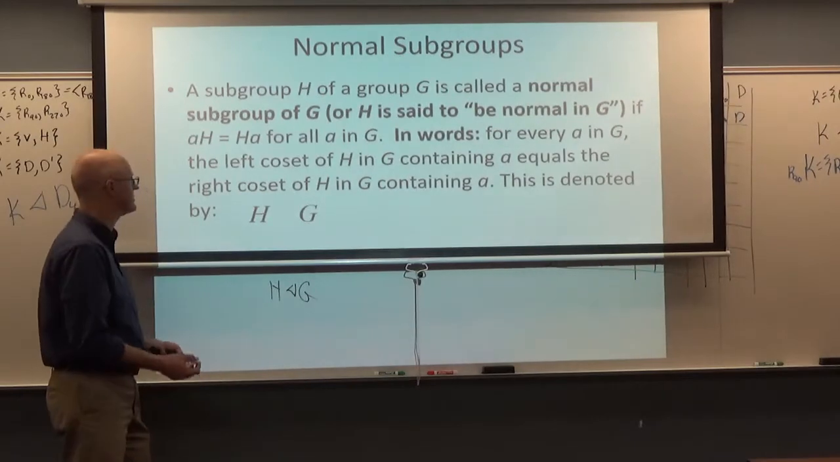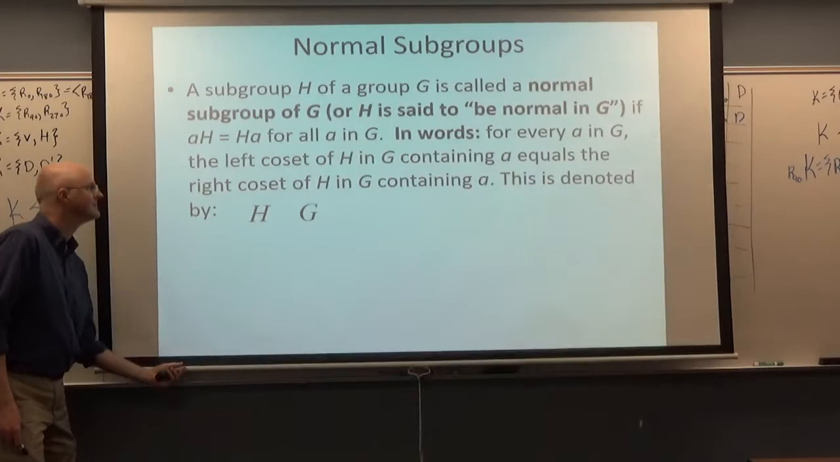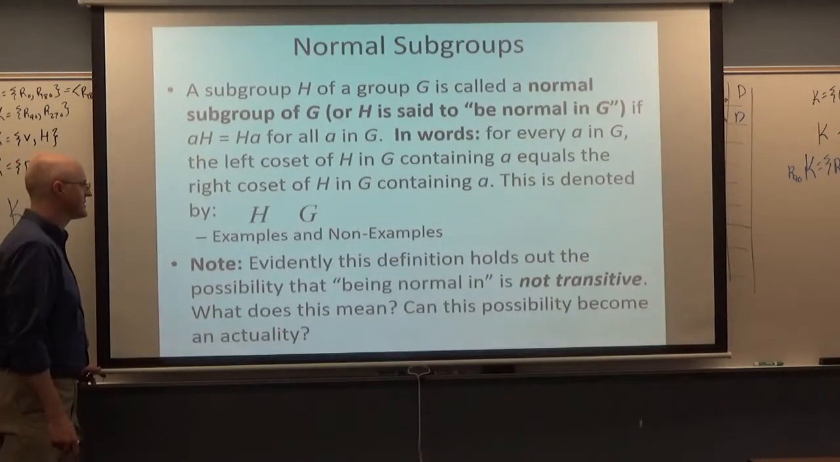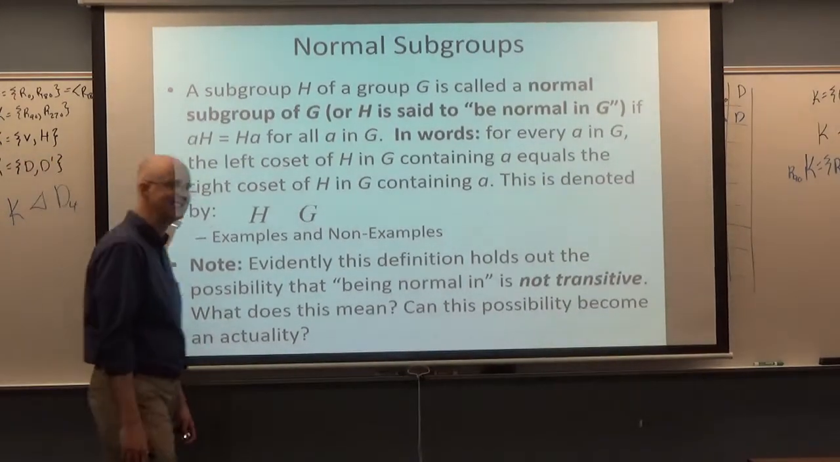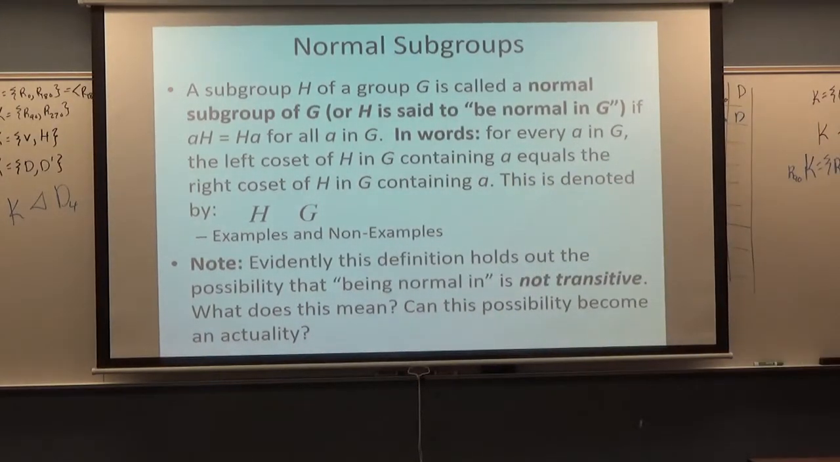H is a normal subgroup of G. Comes up on another slide as well. Evidently, this definition holds out the possibility of it not being transitive, and I will say that that is the case. The normal subgroup idea is not a transitive relation. And that's brought up in an exercise. I forget if it's chapter 9 or chapter 10. I'm not going to take the time to search through these exercises to remember which one it is. But that is the case.